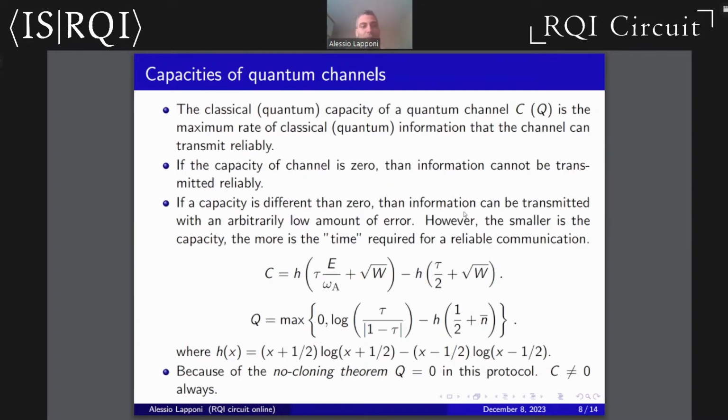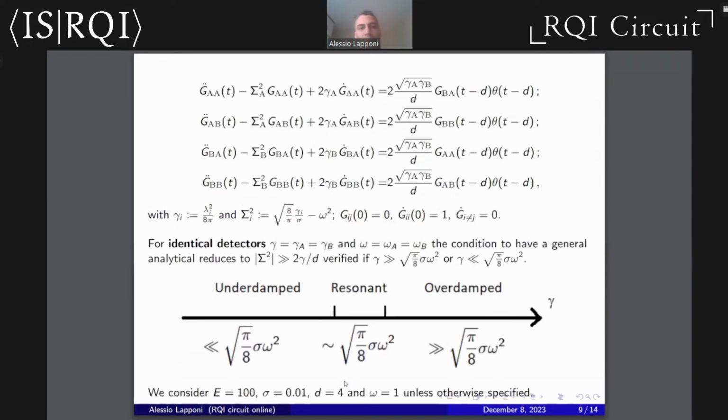Now, in our particular protocol, since we are considering two static detectors in a Minkowski background, in a Minkowski vacuum, it's impossible to transmit quantum information, otherwise the no-cloning theorem is violated. However, the classical capacity of the channel is always different than 0. So without further ado, now we are going to calculate the classical capacity for this protocol. And we'll see some interesting things.